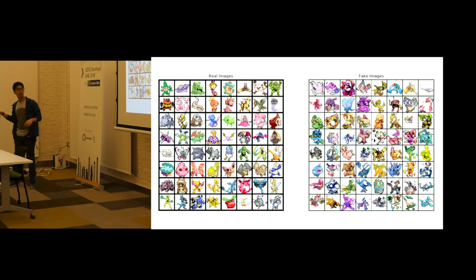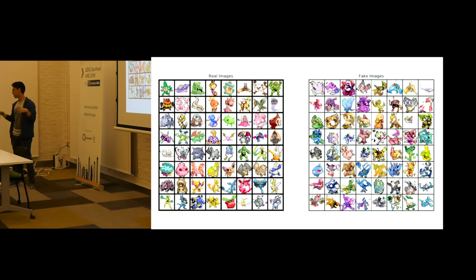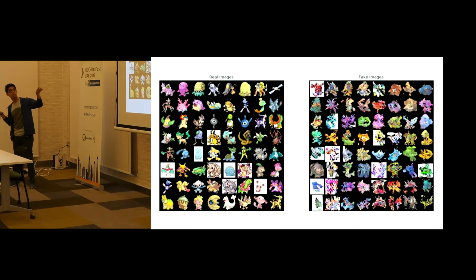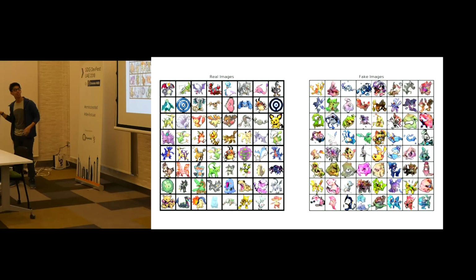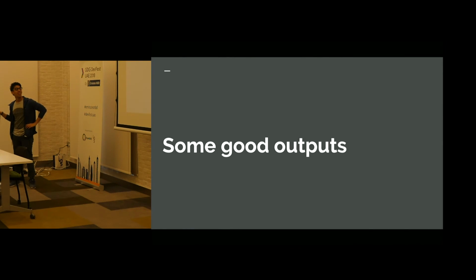But I have Soumith Chintala, the creator of PyTorch, to thank for this, because he provided this list of hacks, which I kind of iterated through. So the fake images getting better is a result of applying more and more hacks into the network. And I guess this is a testament to hacking works, sort of thing. So there you go. Some good outputs.